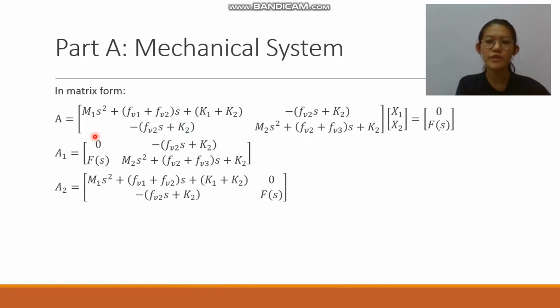Then we will transform the equations into the matrix form. This is the matrix form for our system. To find the x1, we need to use the A1 in matrix form by replacing the first column with 0 and Fs. And to find the x2, we will use the A2 in matrix form, which will change the second column with 0 and Fs.